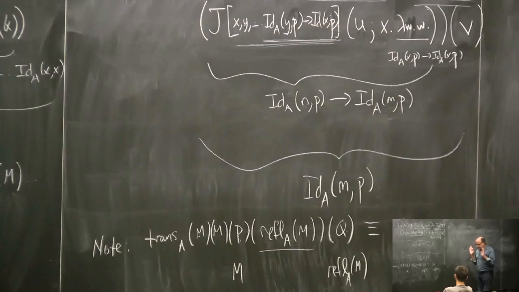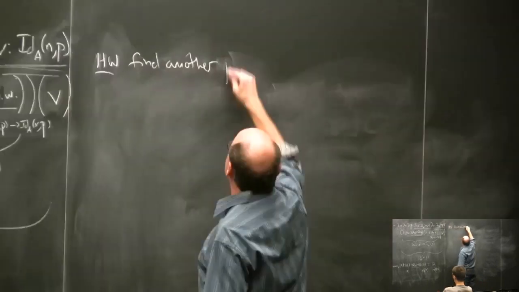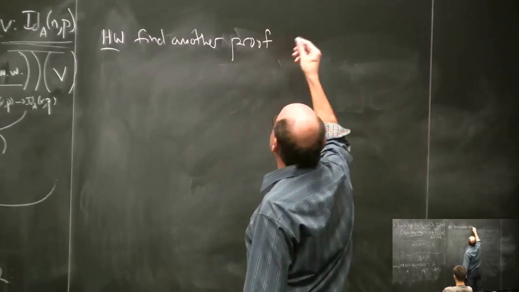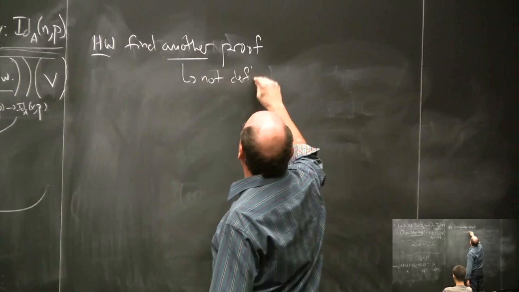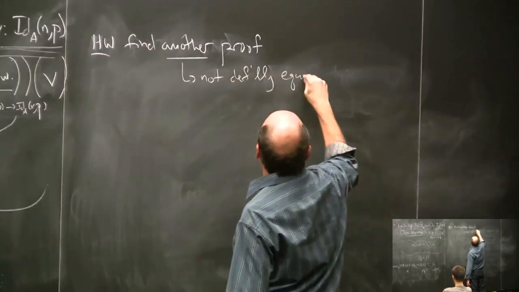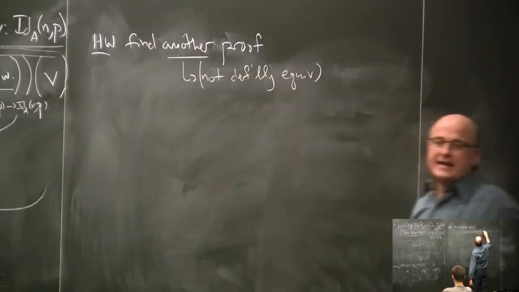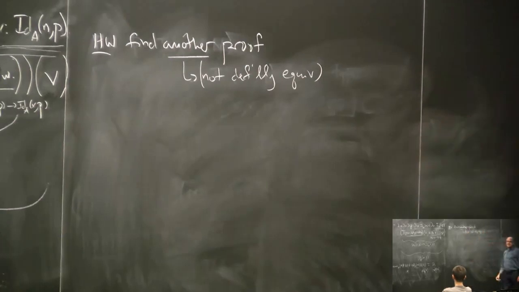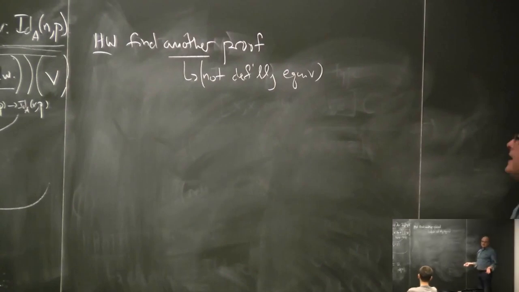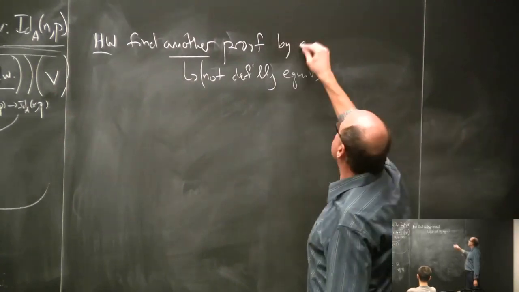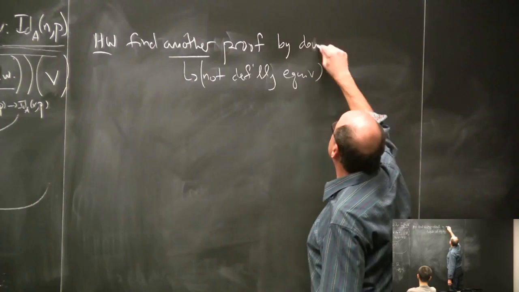So, catching my thread again. The thing that I wanted to say is that, as a homework exercise, find another proof. Maybe find two other proofs, but at least one other. Find another proof that is not definitionally equivalent to the one I just gave you. In other words, one that has a different sense, that conveys the argument differently. The one I have in mind works by a double induction.